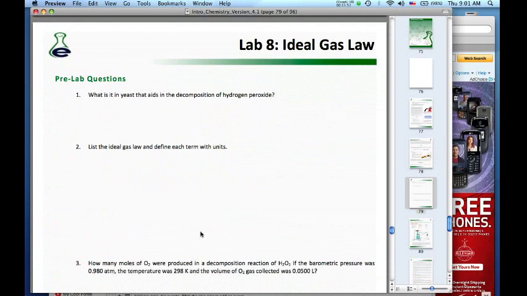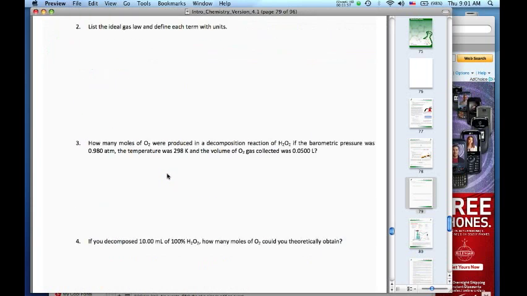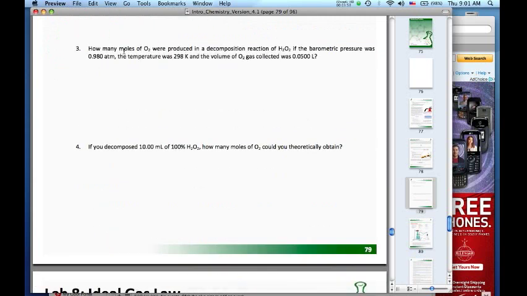And what is the yeast? There's a catalyst that promotes it. Ideal gas law, it's up there. So here, how many moles O2, so barometric pressure, that's the outside pressure, temperature 298. So this is n equals PV over RT. So here's pressure, here's volume, R is given, there's temperature, you can solve for that. 10 milliliters of 100% H2O2, how many moles O2?